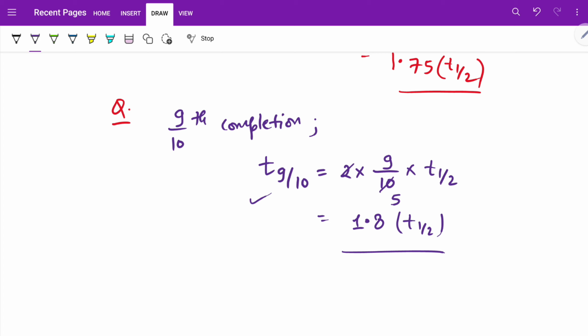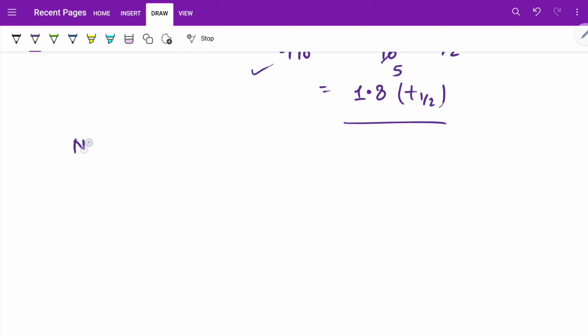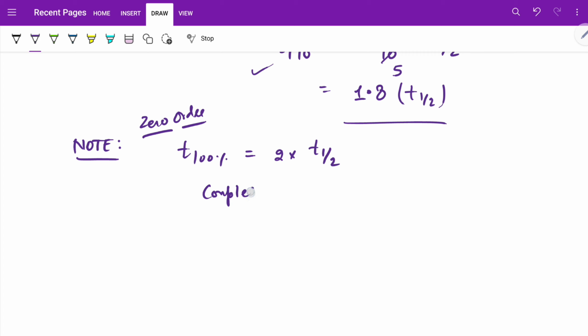Fine, but one important note is that you have to remember that T 100% for zero order, of course for zero order, T 100% is always equal to 2 times of T half. Suppose it is 10 minutes, so 100% reaction gets completed in 20 minutes. One more important notation, that zero order reaction completes to 100%, whereas first order reaction never completes to 100%.